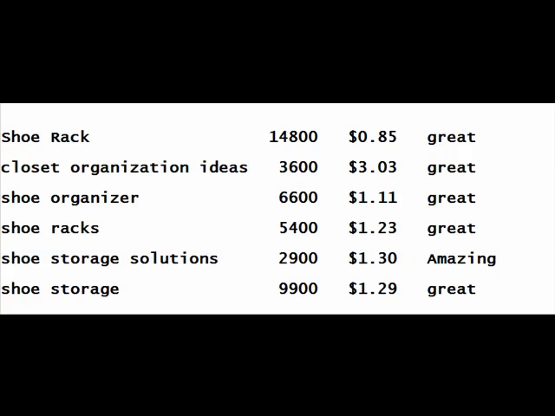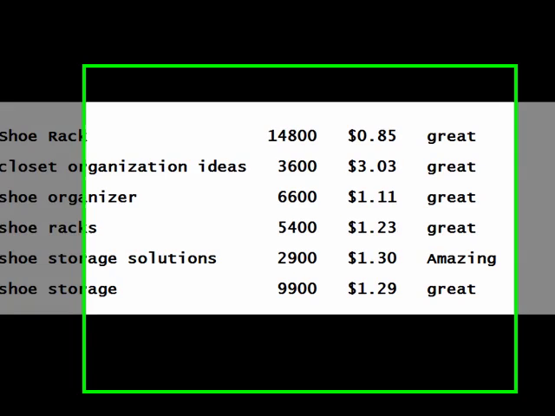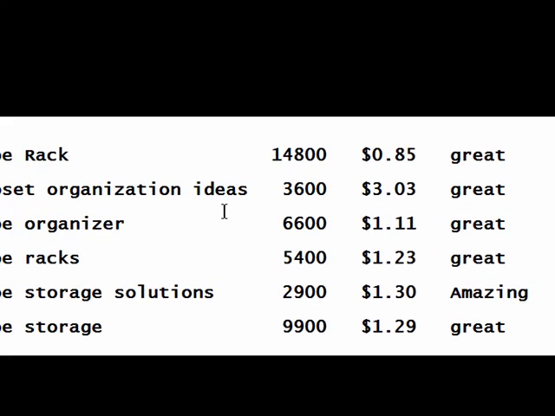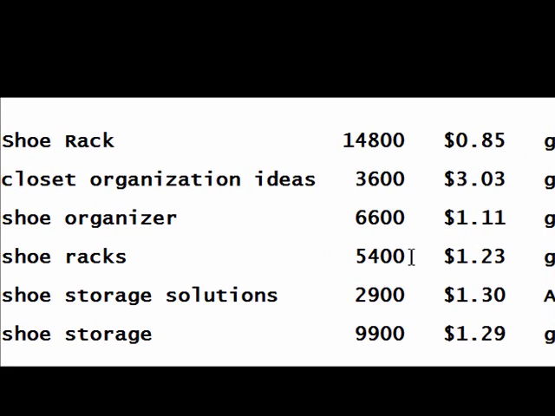Now, I know it wasn't obvious to you as I read the article, but I worked in as many of these relevant shoe rack terms that I could, and if you look at these, it's just amazing. Now, who would have ever guessed that shoe rack storage would get this kind of traffic? The main keyword, shoe rack, 14,800 monthly searches. Closet organization ideas, 3,600. Shoe organizers, 6,600. Shoe racks, 5,400, which is nothing more than the plural of the singular.